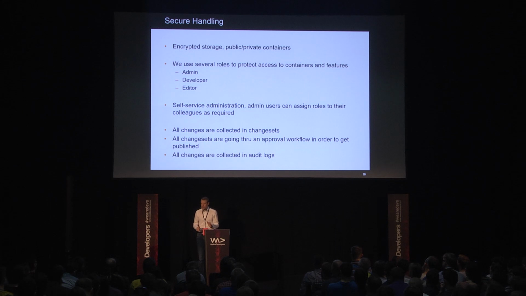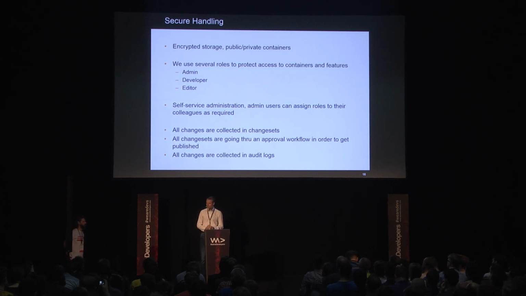All the changes are collected in change sets, so it's like a commit basically. You go to the system, you touch something, then this is already going into some shopping basket change set, and when you're happy with your changes, then you hand them in for publishing. Then it goes through a workflow, and depending on your permissions, it can go online or it has to be approved by some other party. All the changes, of course, are collected in audit logs, so you can see what was the state of this application in this time, what was the difference between all of these configs, and so on.